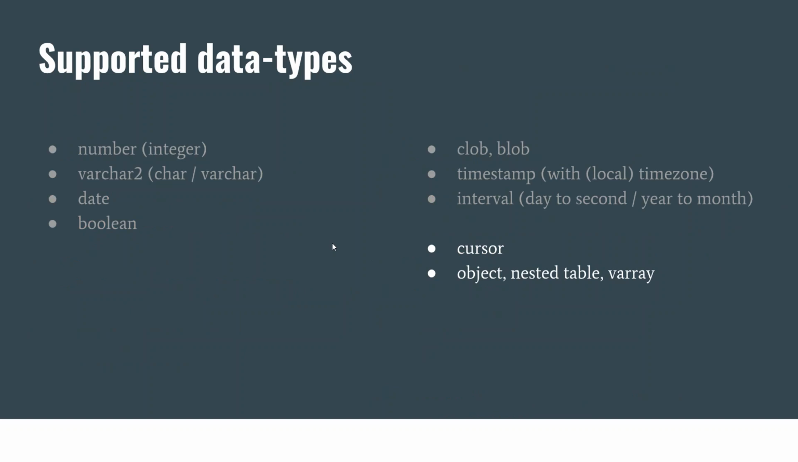utPLSQL expectations support multiple data types, and those cover almost a full set of data types available in Oracle PLSQL. So we have number, varchar, date, boolean, clob, blob, timestamp in all of its flavors, and interval in all of its flavors. We support also comparison of cursors, also with the same exact syntax. So you can compare cursor variables using utExpect, object types, nested tables, and arrays. So the compound data types are also supported by utPLSQL in the same way as we support the scalar data types.